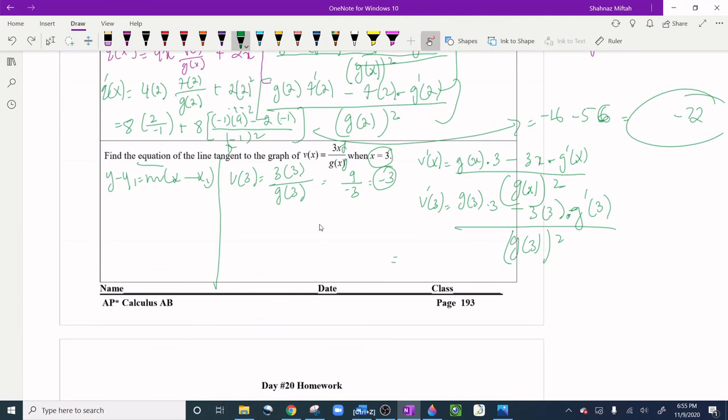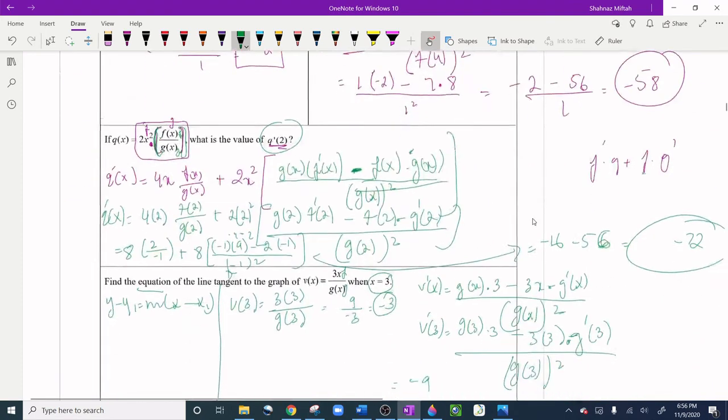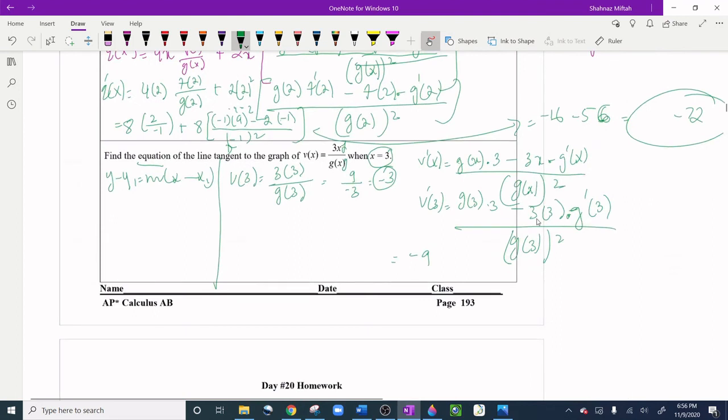I'm just going to write that -9 right here. And then for this one, 3 times 3 is 9. What is g prime of 3? G prime of 3 is 6. So this is 6 times 9, which is 54. Minus 54. In the bottom, g of 3 is -3, squared, which is going to give me 9. So I got -63 over 9. The answer is -7. So that's my slope.